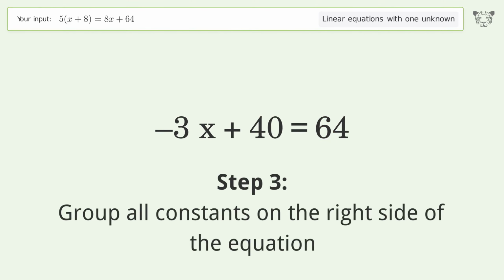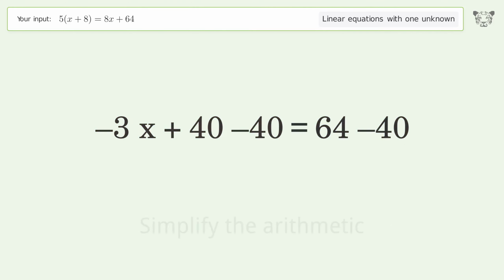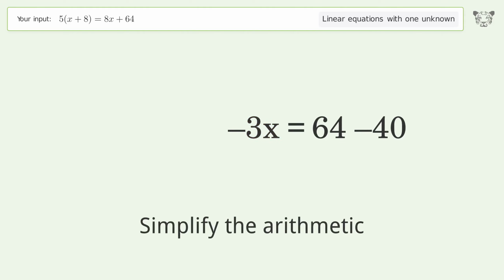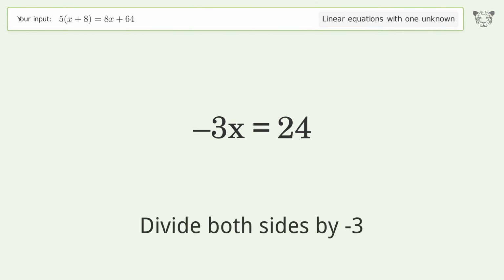Group all constants on the right side of the equation. Subtract 40 from both sides. Simplify the arithmetic. Isolate the x. Divide both sides by -3.